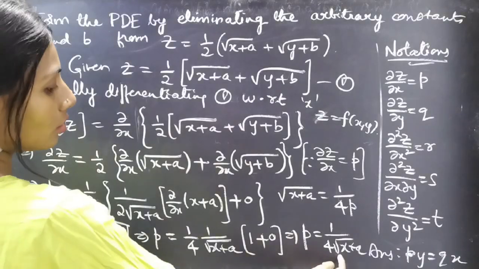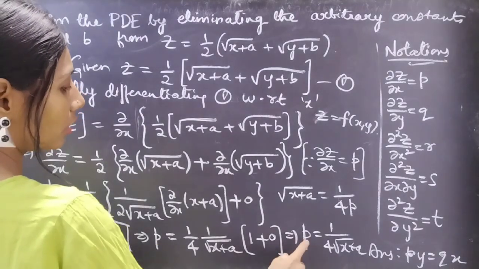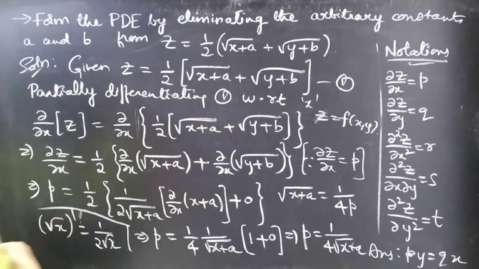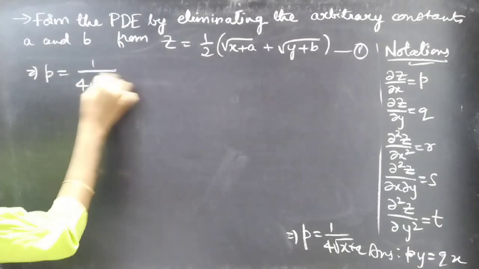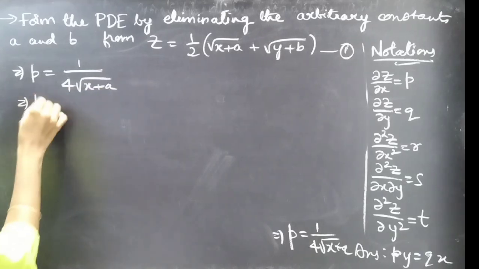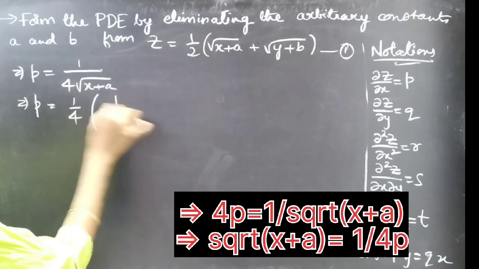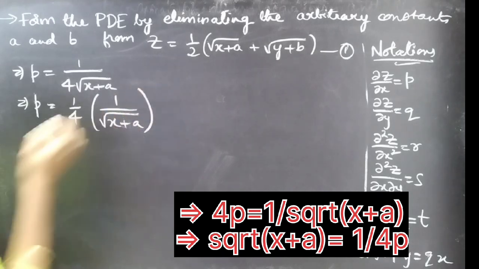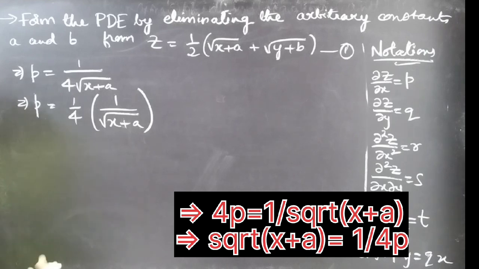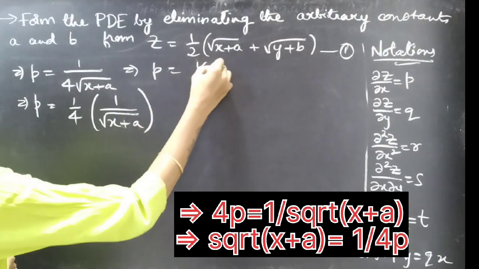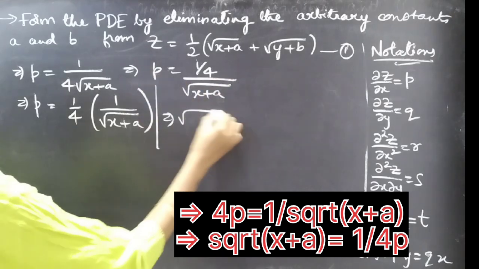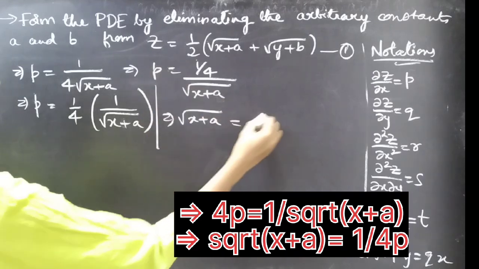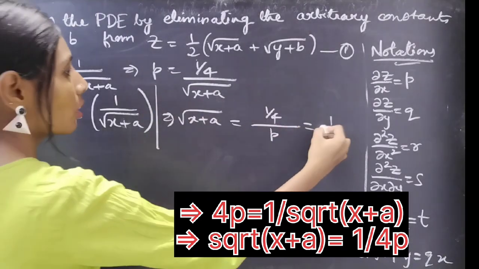We'll just bring this square root of x plus a to LHS and take this p to RHS, and we'll get square root of x plus a equal to 1 by 4p. We got p equal to 1 by 4 into square root of x plus a. We can split this as 1 by 4 into 1 by square root of x plus a, or simply write p equal to 1 by 4 by square root of x plus a. Now take this square root of x plus a to LHS, bring this p to RHS, which gives 1 by 4p.